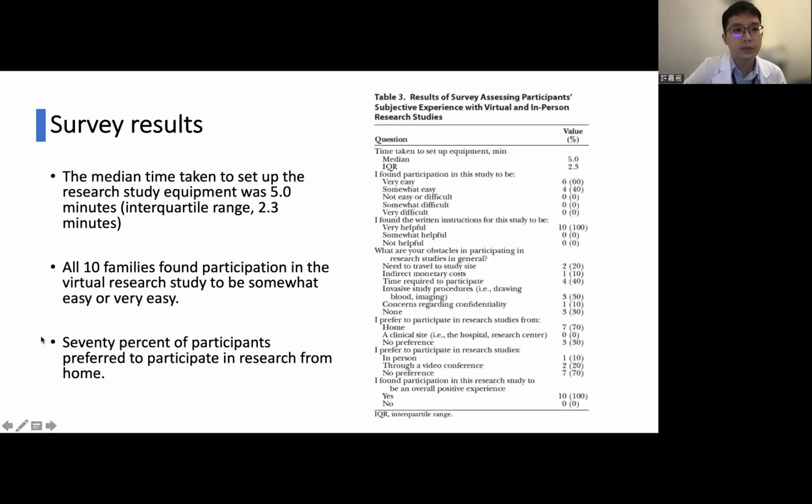And as for the survey results, as we can see on the right side, there is a questionnaire containing 7 questions, and it was dispatched virtually to the patients and their parents or guardians. The results show the median time taken to set up the research study equipment was 5.0 minutes. All 10 families found participation in the virtual research study to be somewhat easy or very easy. And 70% of the participants preferred to participate in research from home.